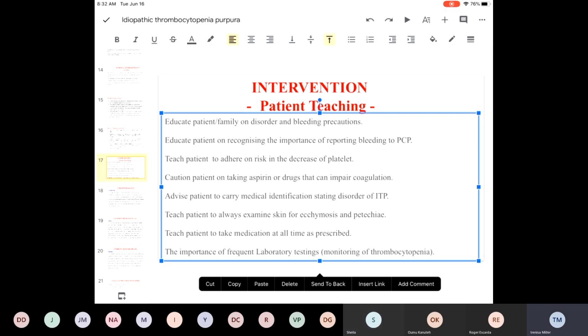Teach the patient to always examine the skin for ecchymosis and petechiae. Teach the patient to take medication at all times as prescribed, and explain the importance of frequent laboratory testing, which monitors for thrombocytopenia.